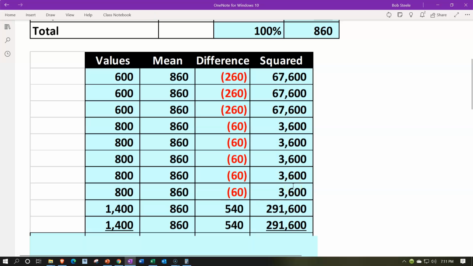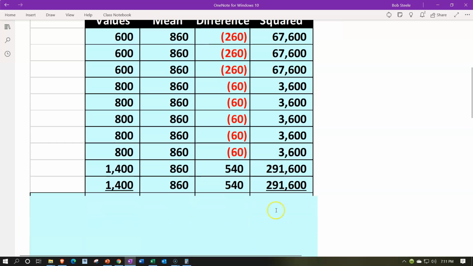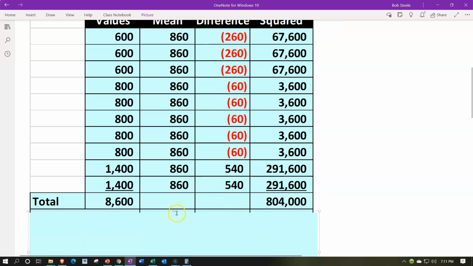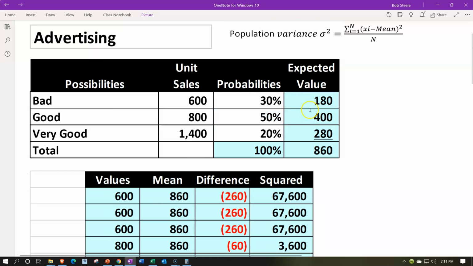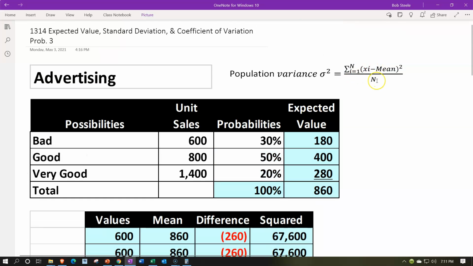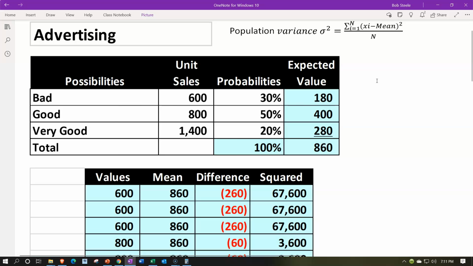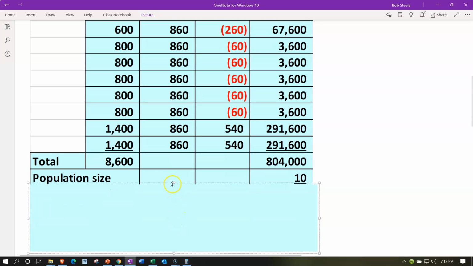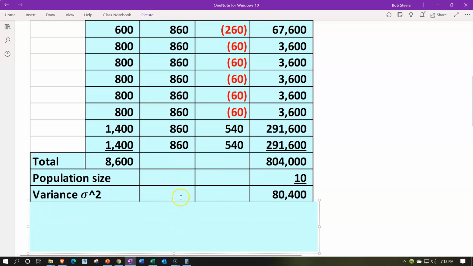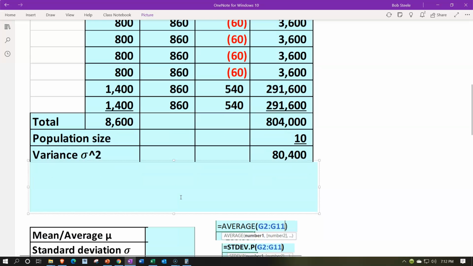And then the 540 squared, 291,600. Then if we add all these up, there's our 804,000. Now that's our numerator basically up top. Then we're going to divide it by the population, which we saw was 10, because there's 10 items, 10 number of things. That's the population size. So if we take the 804,000 divided by 10, we're at the variance of 80,400.